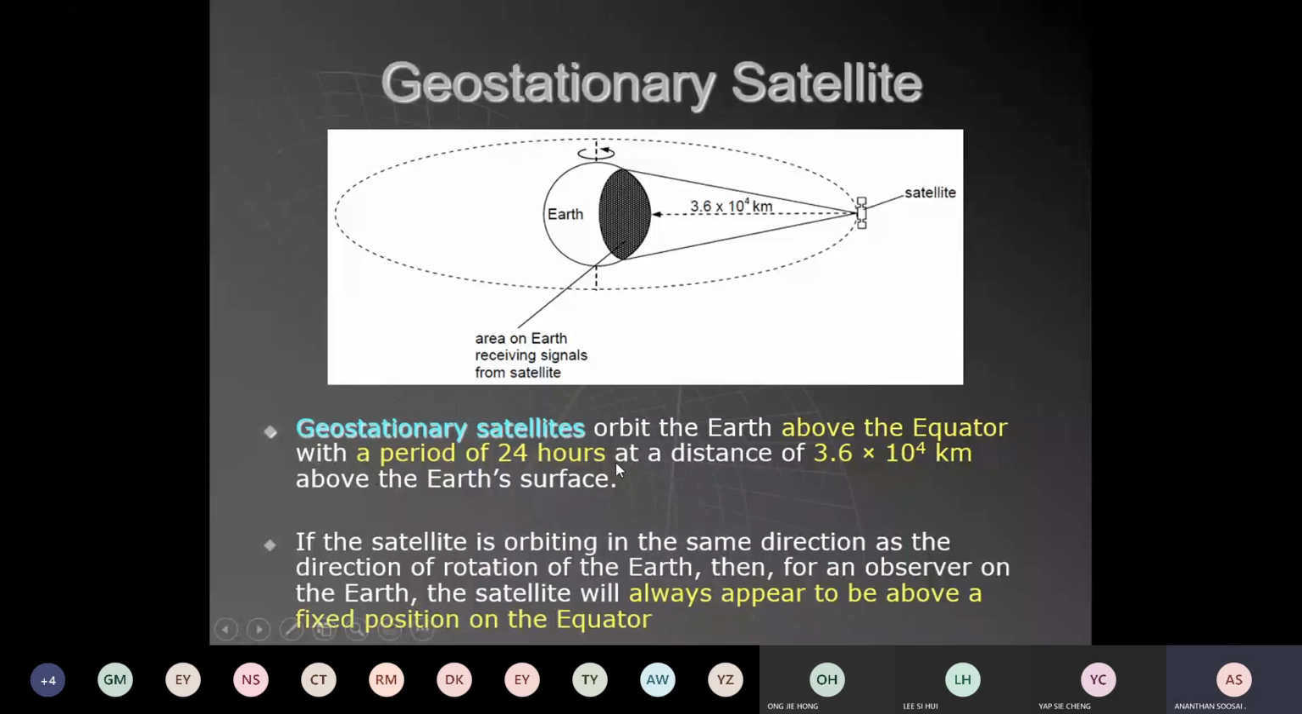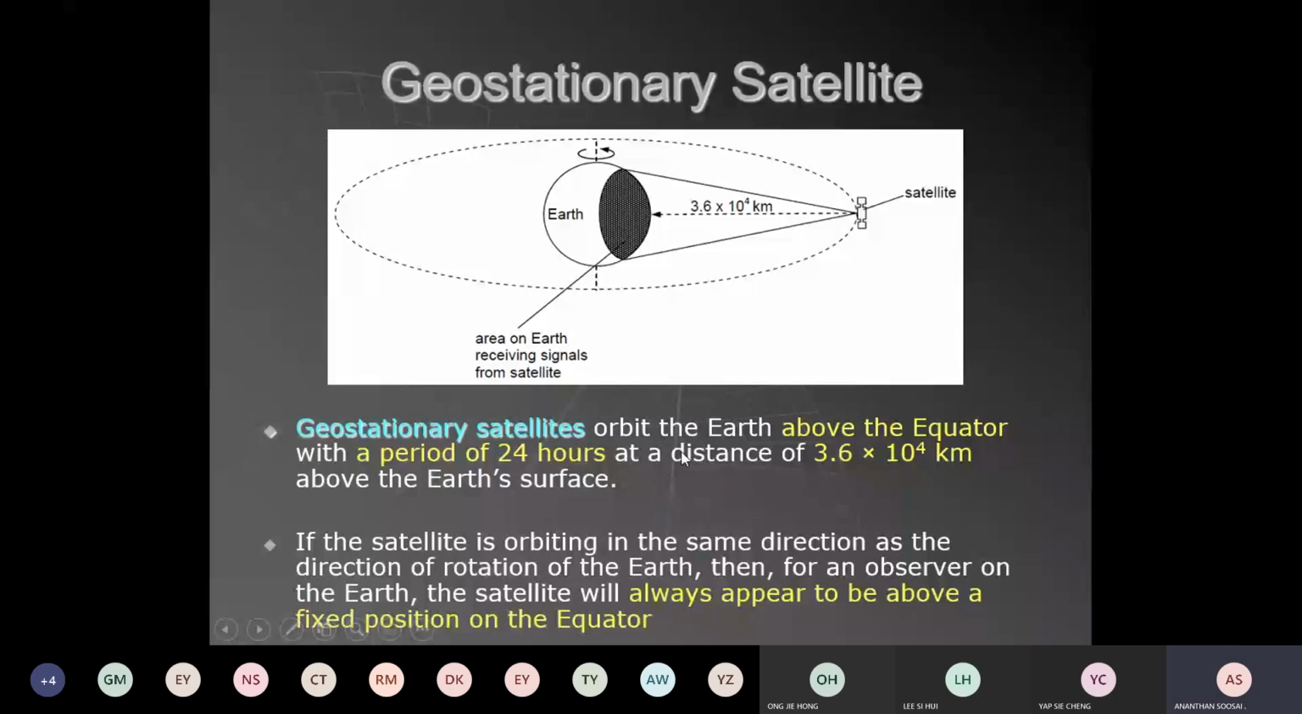So that is about satellites. A geostationary satellite orbits the Earth above the equator. It has a period of 24 hours and rotates from west to east, in the direction of the Earth's rotation. Period of 24 hours, moving from west to east. It always stays in the same location above the Earth.